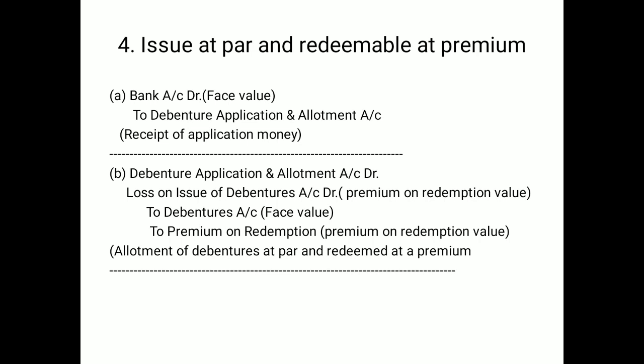Debentures application and allotment money will be transferred to the debentures account equivalent to your face value, that means your par value, and the premium on redemption amount, suppose I am taking here 10. When it is 10, the 10 will go to the loss on debentures. So again, listen: debenture application and allotment with 100, loss with 10, to debentures with 100 again, equivalent to the debenture application money, and the premium 10. It means the premium amount is transferring to the loss.